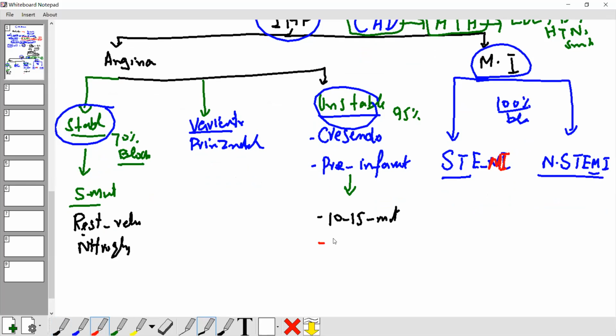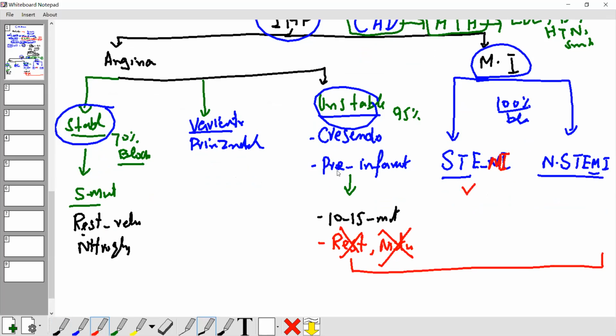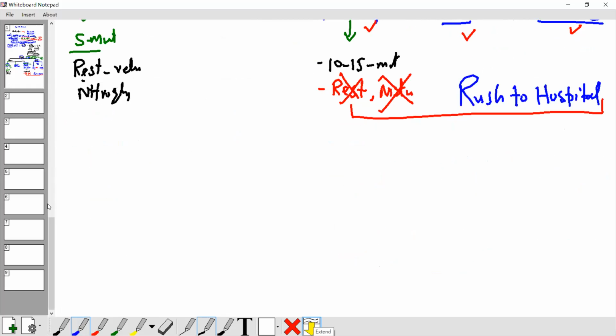And this pain is not relieved by rest. Does rest help you? No. Does nitroglycerin under the tongue help you? No. So for these cases, you have MI, STEMI, non-STEMI, pre-infarction or unstable angina. We need to rush to hospital. Understand? We need to rush to hospital.